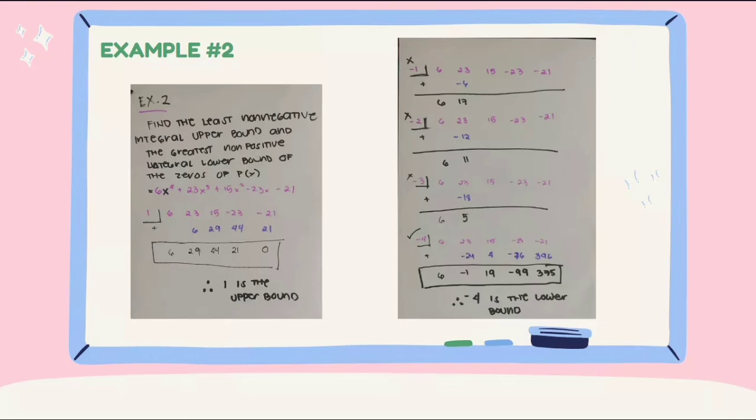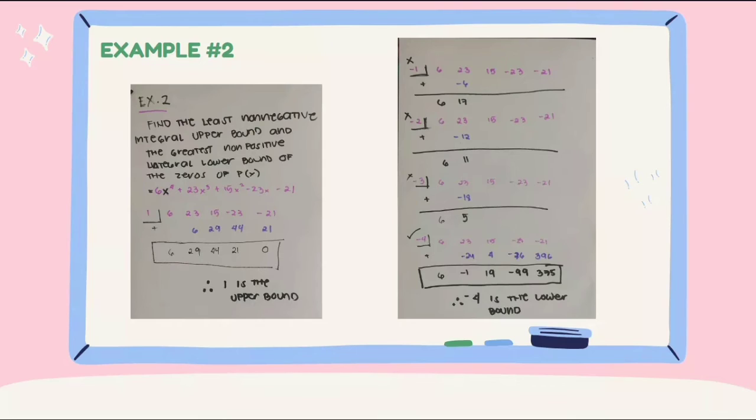First, we will start with the least non-negative integral, which is 1. Bring down 6. 6 times 1 is equal to 6. 23 plus 6 is equal to 29. 29 times 1, 29. 15 plus 29, 44. 44 times 1 is equal to 44. Negative 23 plus 44 is equal to 21. 21 times 1 is equal to 21. Negative 21 plus 21 is equal to 0. You can either set 0 as negative or positive. As you can see, all the last entries are positive, which makes 1 the upper bound.